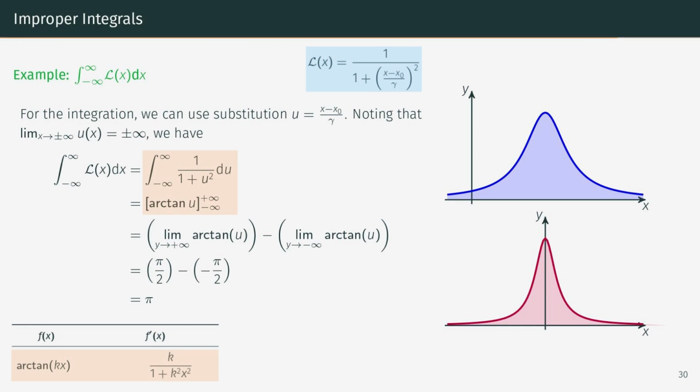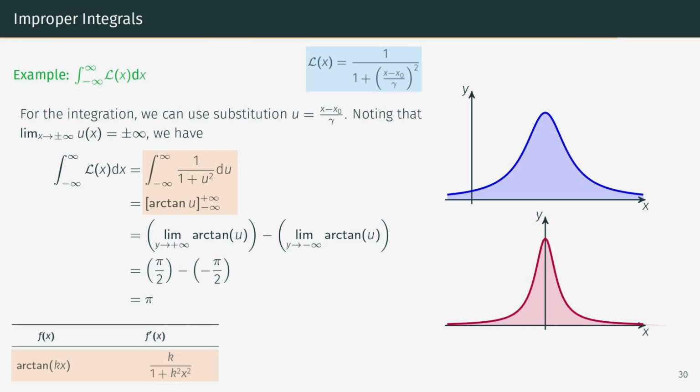Looking at the table of derivatives of the inverse trigonometric functions, we can see that the value in the integral is an arctangent where k equals 1. We still need to apply the boundaries of integration, so we use the square bracket notation to denote the bounds from minus infinity to infinity.